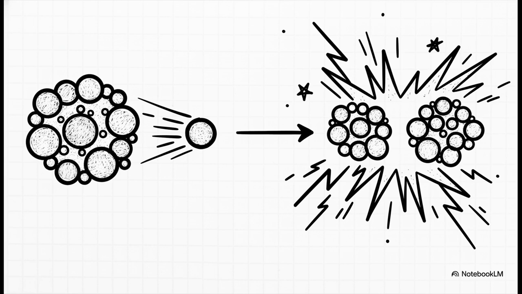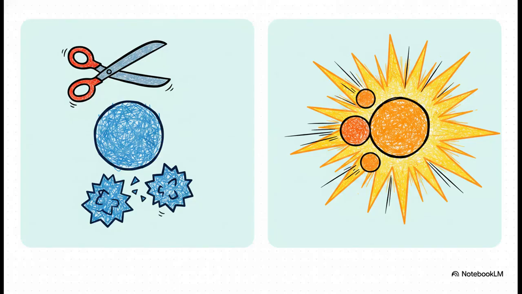The equation for this is simple, but it is incredibly powerful. You take a target nucleus, you smash it with a projectile, and what do you get? An entirely new product, plus a truly tremendous release of energy. The big takeaway here is understanding the two fundamentally different ways this massive release of energy happens.